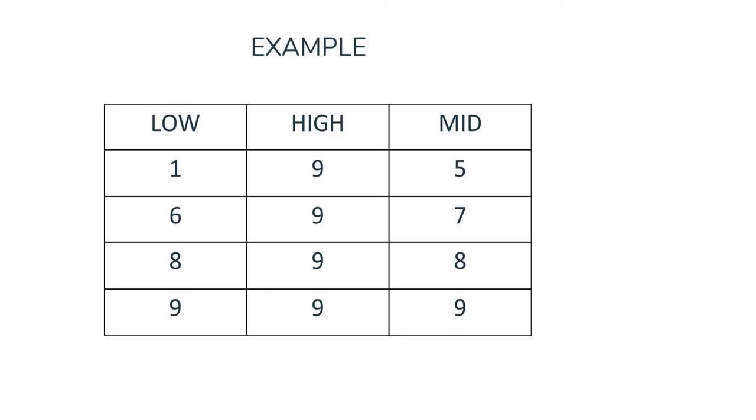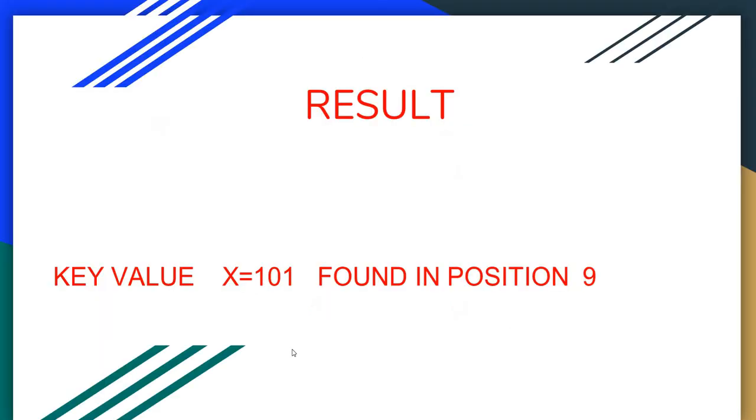The mid position value is compared with the search key element 101. Both the values are same. So in this example the given search element is found in the position 9. So the key value x 101 is found in position 9.